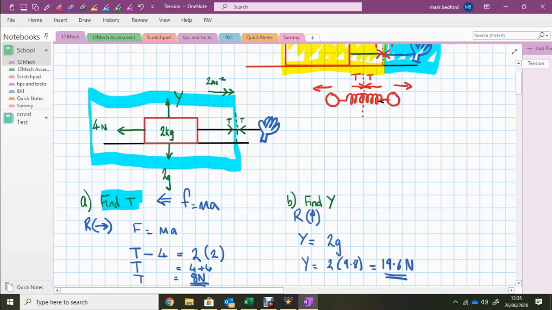Now you'll find these on page 163, Example 6.